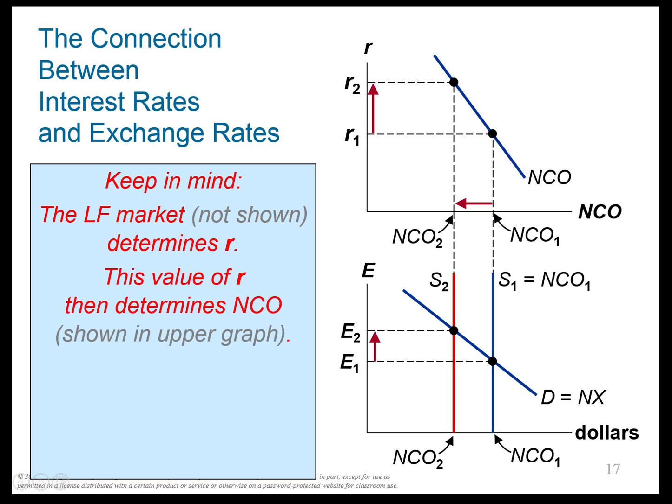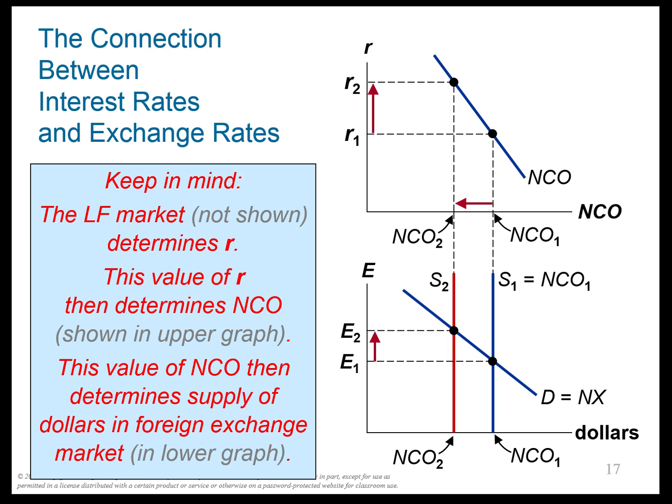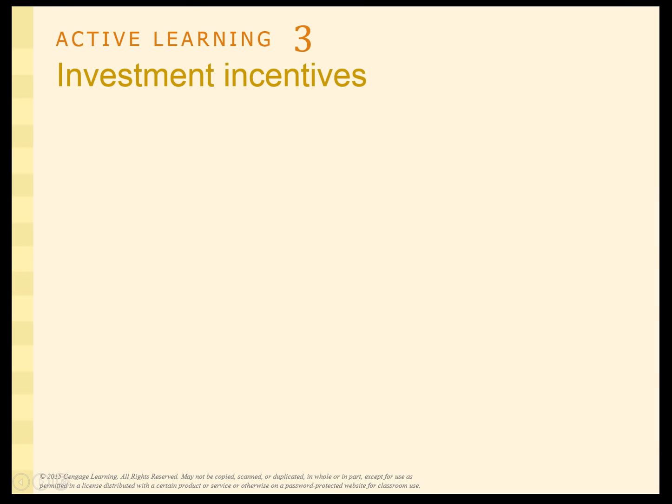All right, and then that value of R determines NCO, which you get from that top graph there, and then that NCO determines the supply of dollars in the foreign exchange market, and you get the real exchange rate, E, capital E. I want to point out that we're talking in terms of the real exchange rate, capital E. Last chapter we also used little e, which was the nominal exchange rate, but that's not what we're focusing on right now.